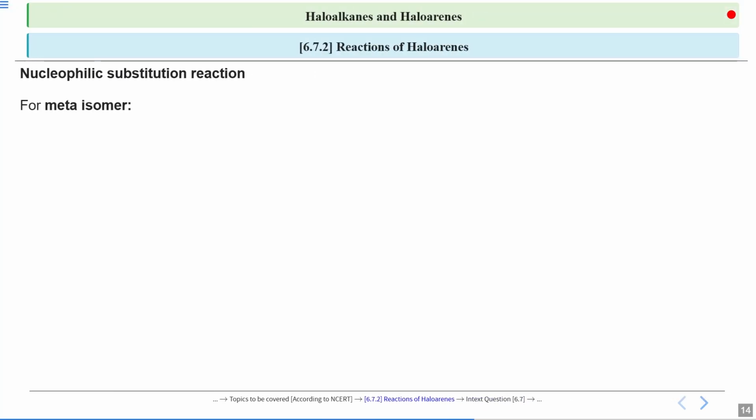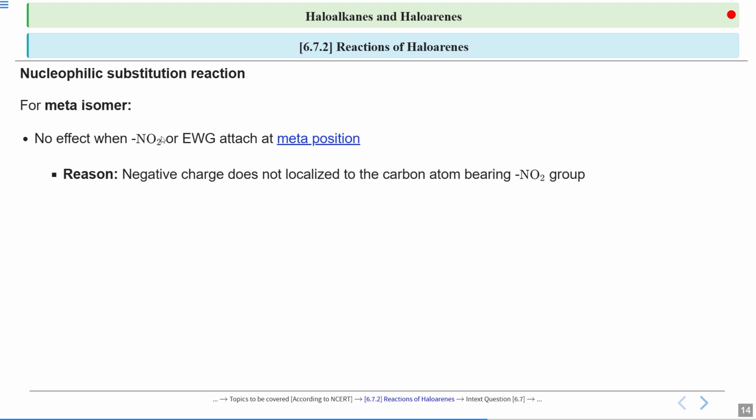Now when it is present at the meta position, as I said, we will understand why we are not talking about the meta position being activated by the nitro group. Let's see. For the meta isomer, where the nitro group is present at the meta position, no effect will be shown when the electron withdrawing group or nitro group is attached there. What is the reason? The reason is that the negative charge does not localize on the carbon that is bearing the NO2 group.